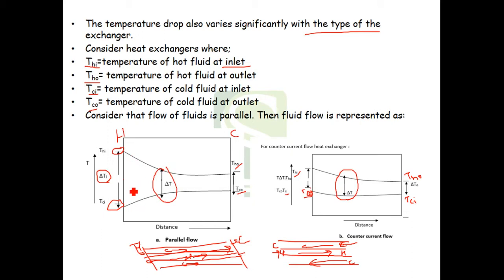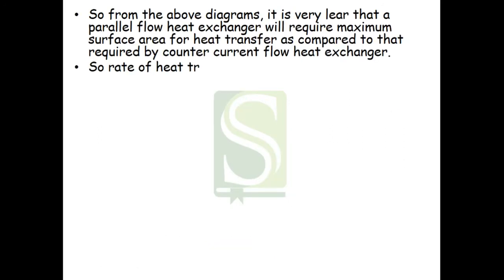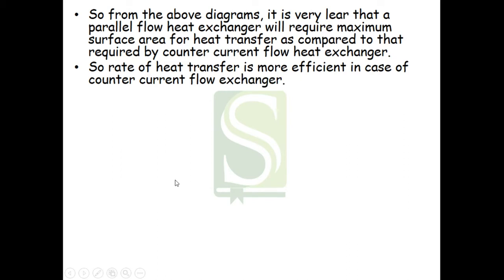You can see the difference here is so large, and then it reduces to this point. But here the distance is this, the temperature difference is this much, and it is not increasing to that level, right? So as the temperature difference is small, or the temperature difference is constant all over this length, we will get a good heat transfer coefficient in this case. From the above diagram, it is very clear that a parallel flow heat exchanger will require maximum surface area for heat transfer as compared to that required by the countercurrent flow heat exchanger. So the rate of heat transfer is more efficient in the case of a countercurrent flow exchanger.